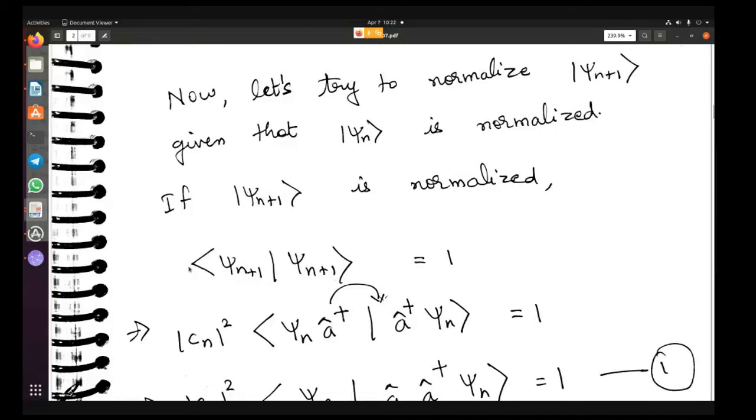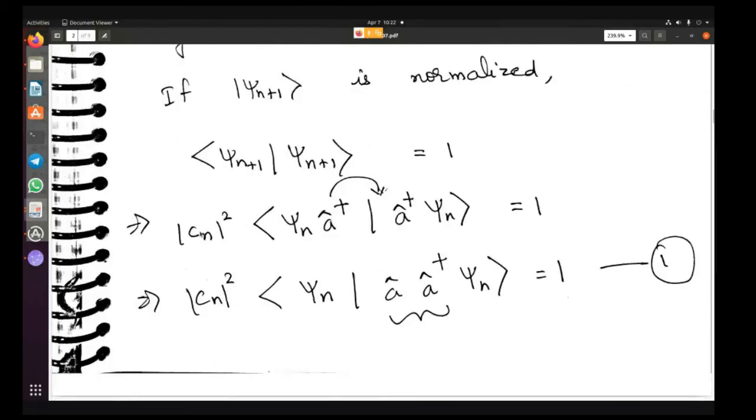Okay, so if the scalar product is 1, then psi n plus 1 can be written as A dagger psi n, right? But there is a Cn also. This Cn is your normalization factor, which we need to find out. Okay. So Cn square into the scalar product of psi n, A dagger psi n with itself.